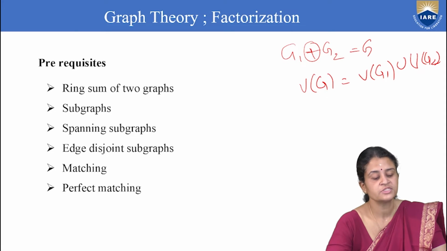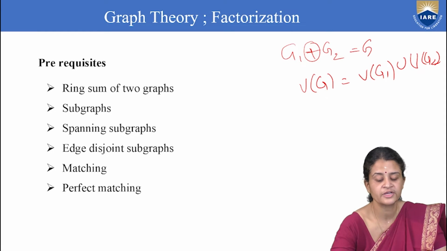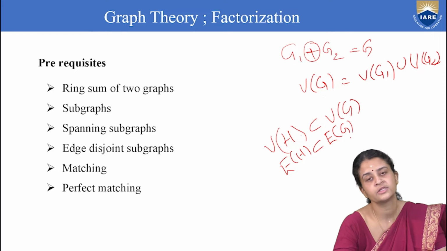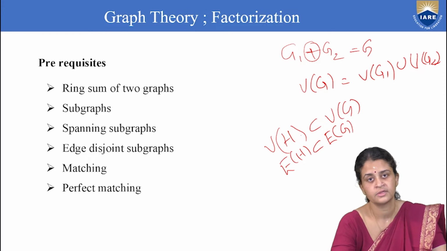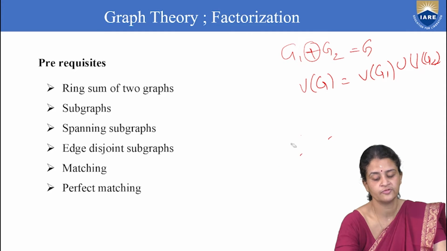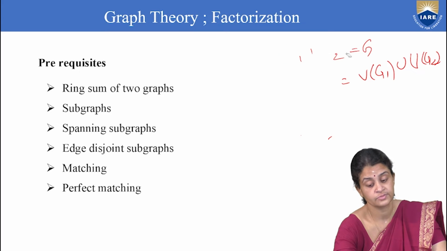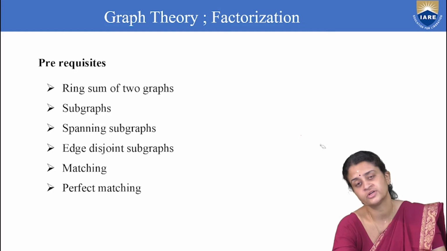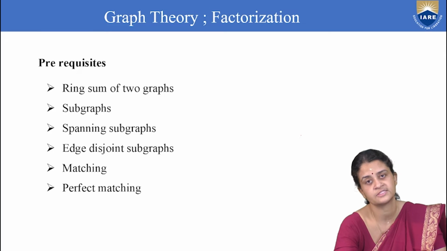Then there is the subgraph. A subgraph H is said to be a subgraph of G if the vertex set of H is a subset of the vertex set of G and the edge set of H is a subset of the edge set of G. The incidence relation is also followed in it. Then spanning subgraph. A subgraph is said to be a spanning subgraph of a given graph if it contains all the vertices of the given graph.